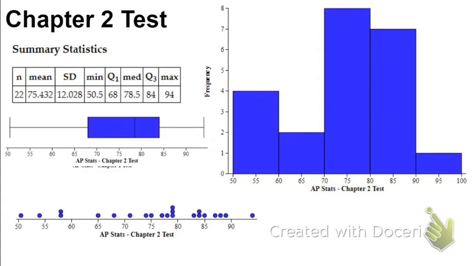This one was a little rougher. Our mean was a little lower, not a ton. The mean this time was about a 75. Our median was almost exactly the same. Median was actually a little bit higher this time, 78.5. Maximum was a 94, minimum was a 50.5. So on this one, you can see from the graph, the box plot, or from the histogram, we have a little bit of a left skew going on. So that's why our mean is lower than our overall median.